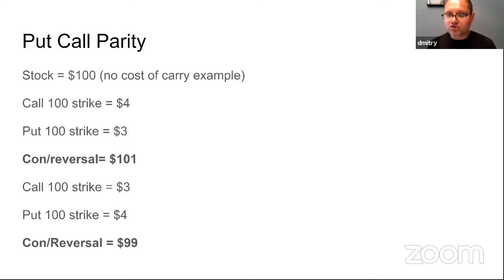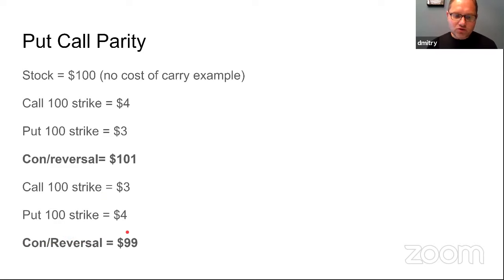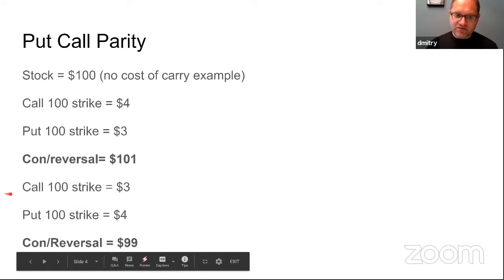That's a conversion reversal. So it's important to know that the models are assuming these are always holding true, so that there's no arbitrage opportunities. Conversely, what if it was the other way around? What if the call was $3 and the put was $4, right? Well, what do I do there? Well, if I buy the call for $3 and I sell the put for $4, right?